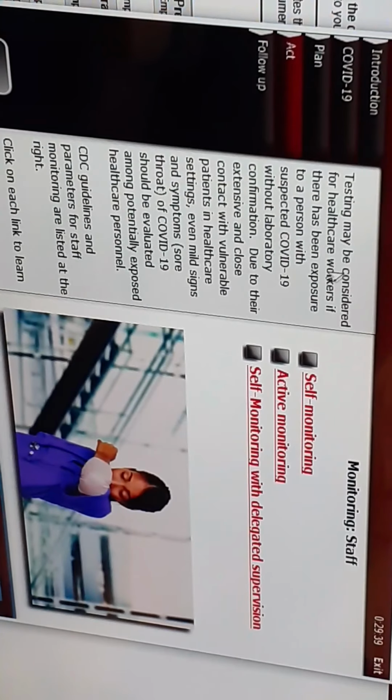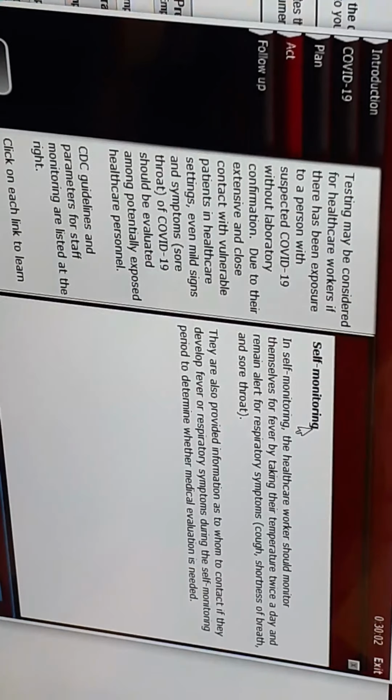Testing may be considered for healthcare workers if there has been exposure to a person with suspected COVID-19 without laboratory confirmation. Due to their extensive and close contact with vulnerable patients in healthcare settings, even mild signs and symptoms, such as sore throat, of COVID-19 should be evaluated among potentially exposed healthcare personnel. CDC guidelines and parameters for staff monitoring are listed at the right. Click on each link to learn more.